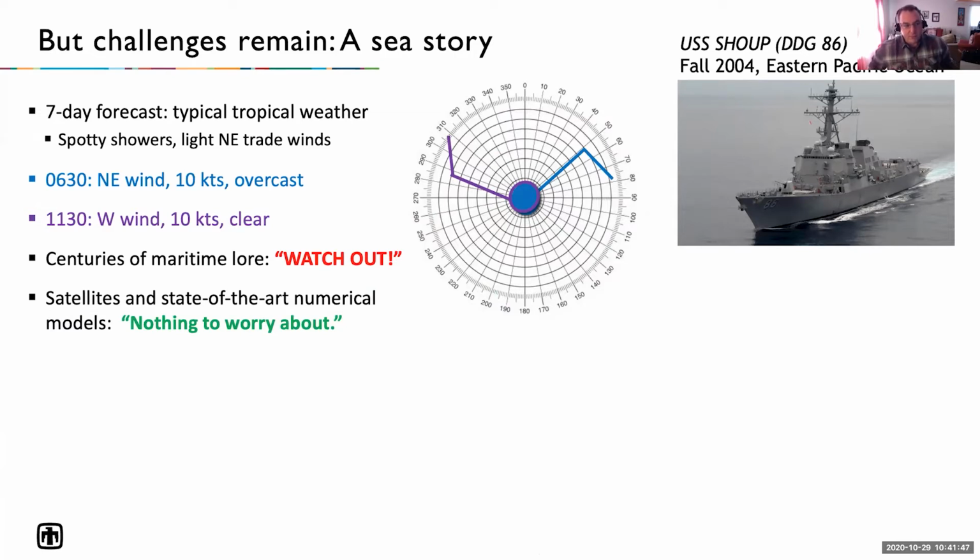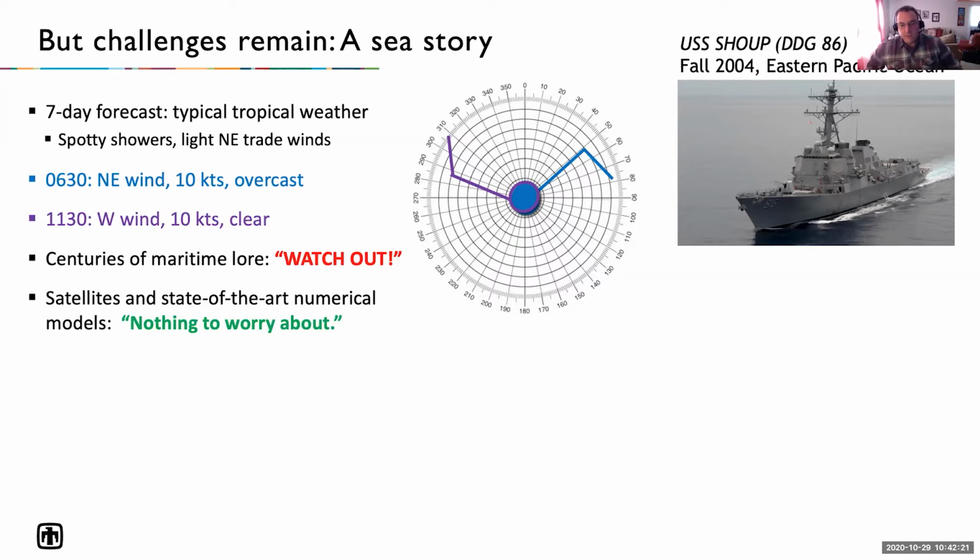When I took the watch on the bridge at 6:30 in the morning, we had northeast wind at 10 knots and it was overcast. When I turned the watch over to the next officer of the deck at 11:30, we checked the wind again. It had stayed the same speed, but it had shifted from northeast to west, and now the sky was clear. But when you're in the northern hemisphere and winds shift in the counterclockwise direction, literally centuries of maritime knowledge say you're in big trouble.